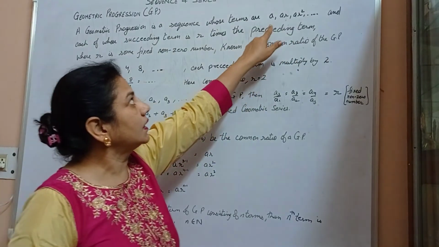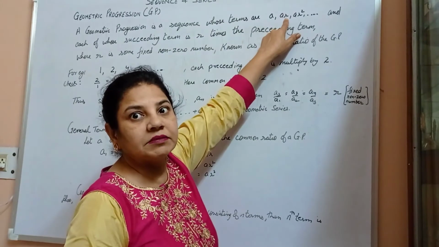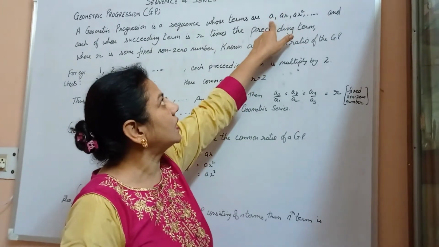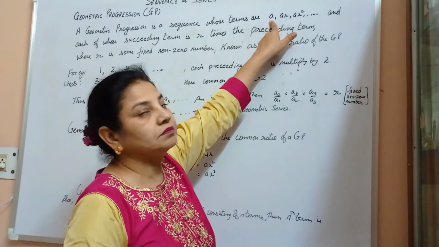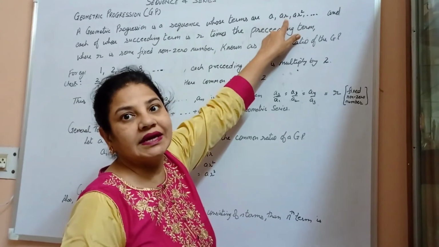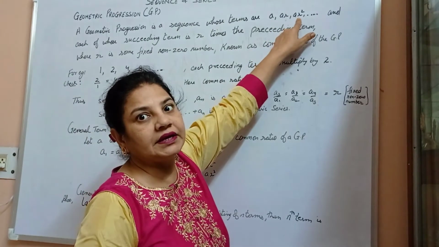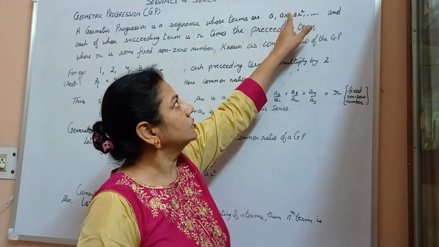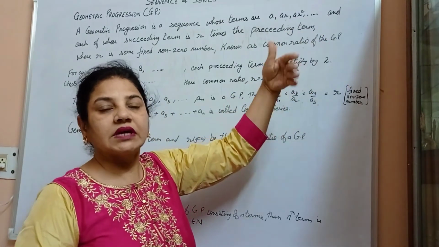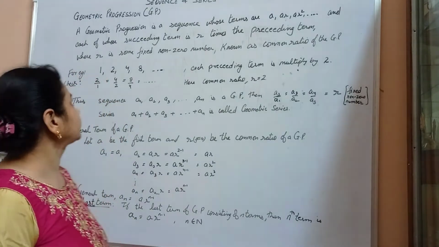Now you can say that the succeeding term is ar and the preceding term is a. Each preceding term multiplied by r, we get the next succeeding term ar. Again, the next term we get after multiplying by r. So each succeeding term is r times the preceding term.